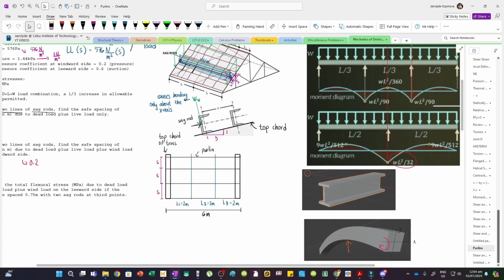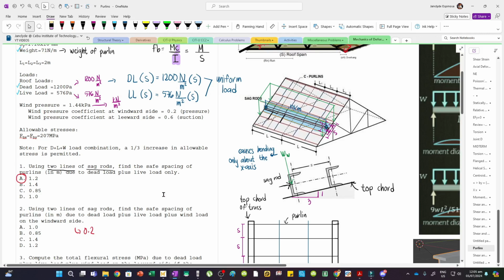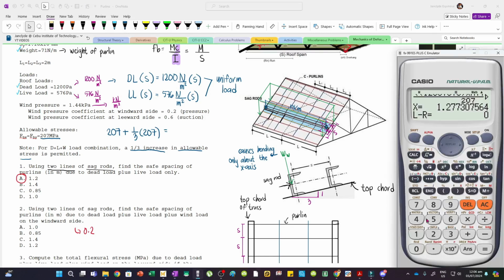So, balik tayo dito. It's also indicated here that for D plus L plus W load combination, a 1/3 increase in the allowable stress is permitted. So, what is the implication? Bale, di ba, our allowable stress is 207. Now, it is permitted daw to have a 1/3 increase in the allowable stress. And so, what is a 1/3 increase? Let's say we have 207. If we'll increase this by 1/3, di ba, we're gonna add plus 1/3 of 207. And so, essentially, the new allowable stress will be 207 plus 207 divided by 3. So, it's gonna be 276.